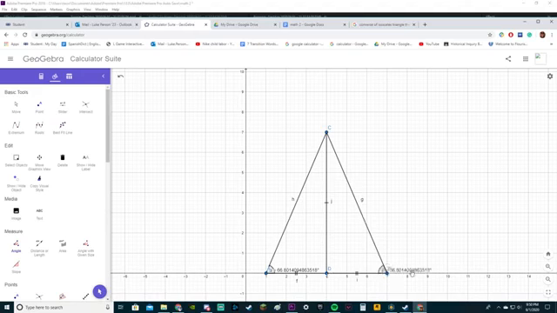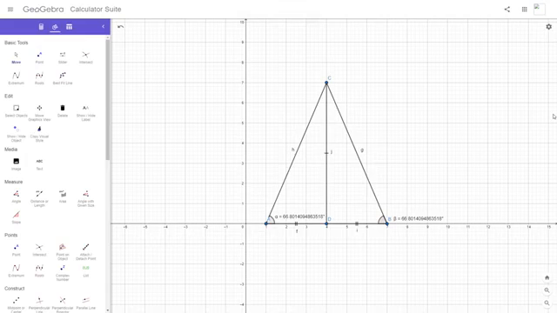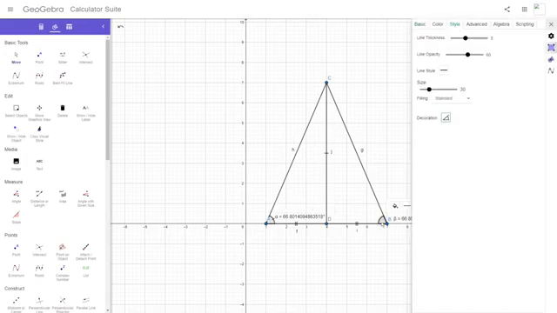Today we're going to be looking at the converse of the isosceles triangle conjecture. I know, it sounds tricky, but we'll get through it, don't worry. The conjecture states that if the base angles on a triangle are congruent, then the legs are congruent as well.